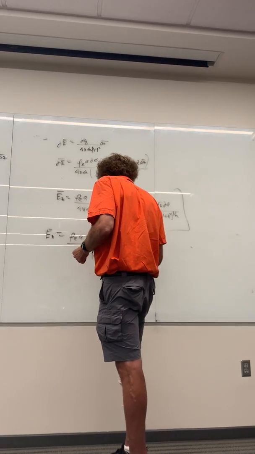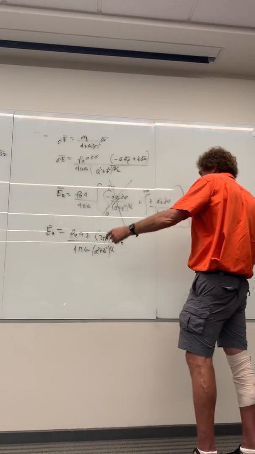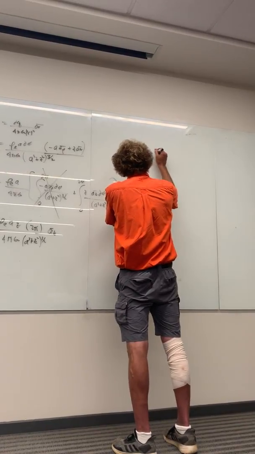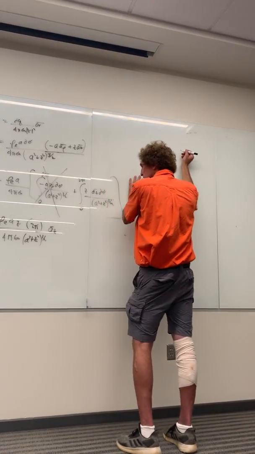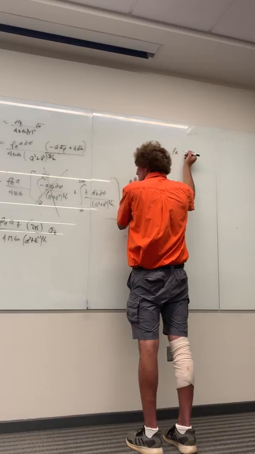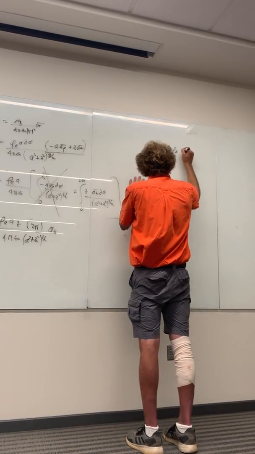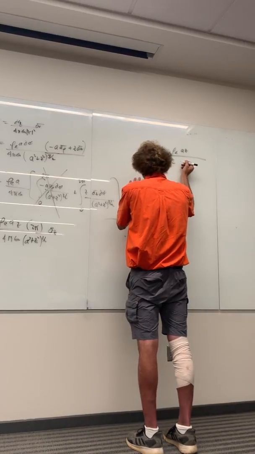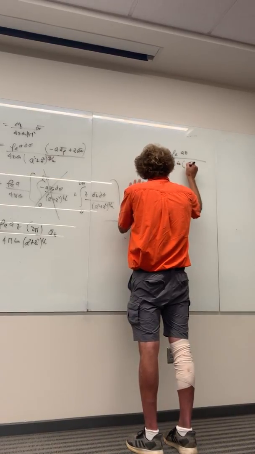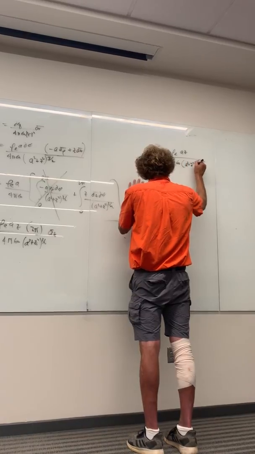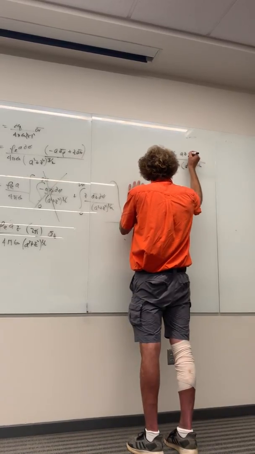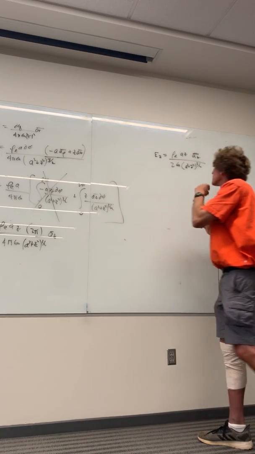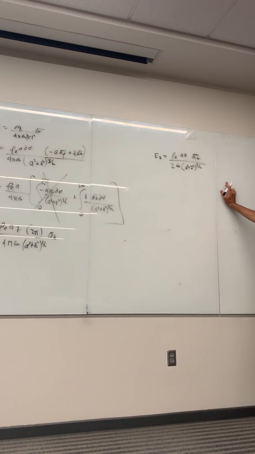I've got to make note of a couple things here. If I cancel the 2 pi's, 2 pi on top and bottom, then I get E on the z-axis is equal to rho_L times a times z over 2 epsilon naught, and then it's a squared plus z squared to the 3 halves power, and it's in the a_z direction. That's unit vector a_z. That's the E field on the z-axis.